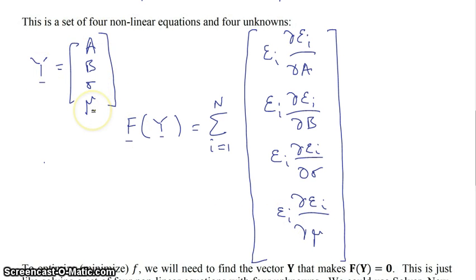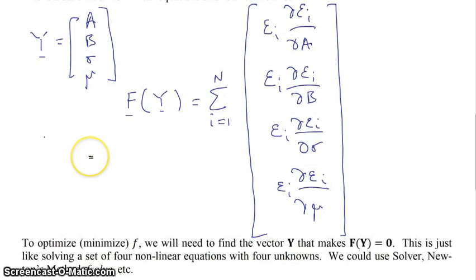Again, we can solve this just like any other system of nonlinear equations, right? You can use solver, you can use Newton's method, we can use fsolve, etc., all the things that we've already learned to do. And so what we're going to do, in order to optimize or minimize little f, is basically employ solver or Newton's method or something like that on this equation here, setting it equal to 0.